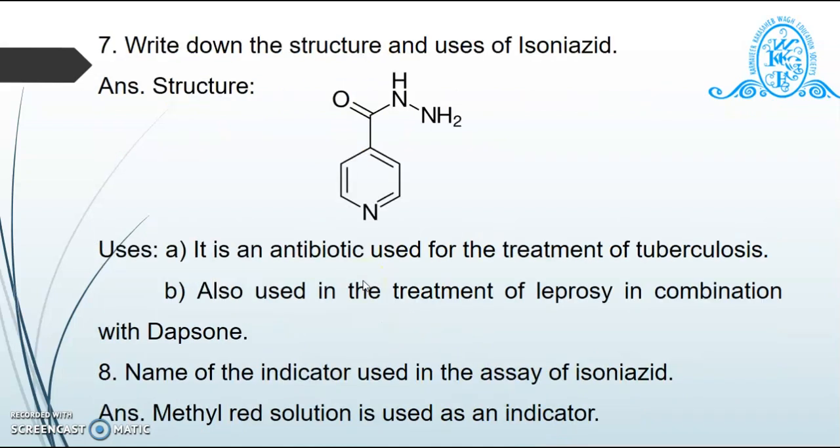Next question. Write down the structure and uses of isoniazide. Answer. You can see on the screen, this is the structure of isoniazide, and its use is as an antibiotic in the treatment of tuberculosis, and it is also used in the treatment of leprosy in combination with dapsone. And the last question of this practical involves the name of the indicator used in the assay of isoniazide. So here we use methyl red solution as an indicator. Thank you.